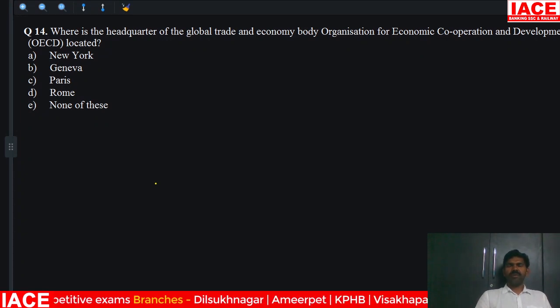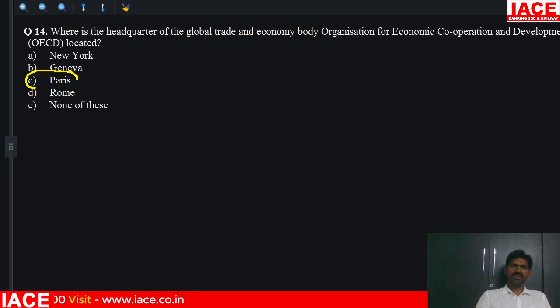Where is the headquarters of the global trade and economy body Organization for Economic Cooperation and Development located? Very, very important. OECD is headquartered in Paris. Very important.